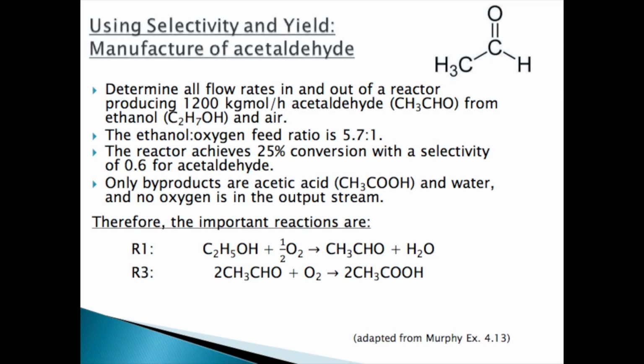So let's say we want to manufacture acetaldehyde. Let's say we want to determine all flow rates in and out of a reactor producing 1,200 kilogram moles per hour of acetaldehyde from ethanol and air. Let's say we have an ethanol oxygen feed ratio of 5.7 to 1. Let's say we're told the reactor achieves 25% conversion with a selectivity of 0.6 for acetaldehyde. The only byproducts are acetic acid and water, and no oxygen is in the output stream.